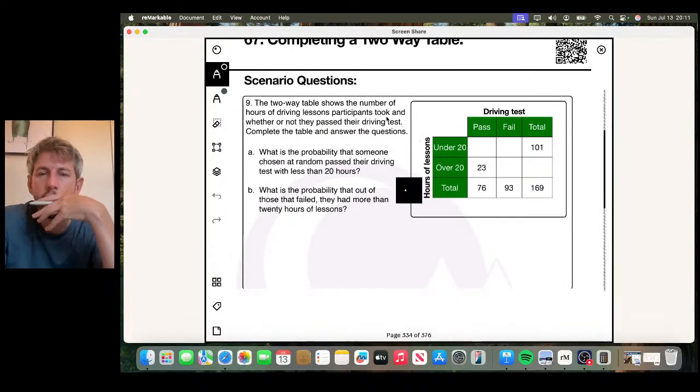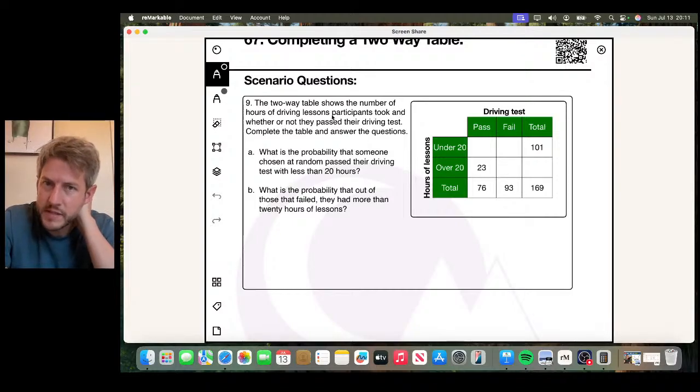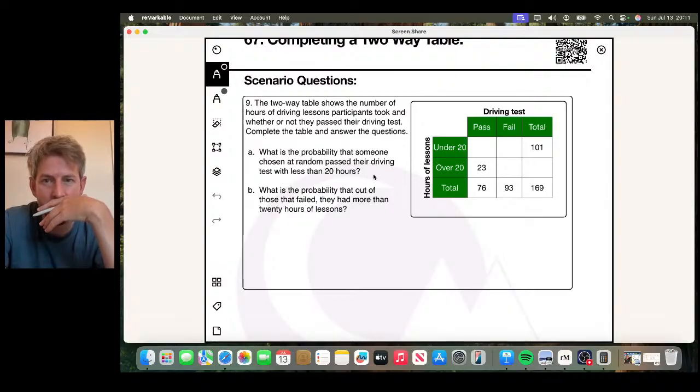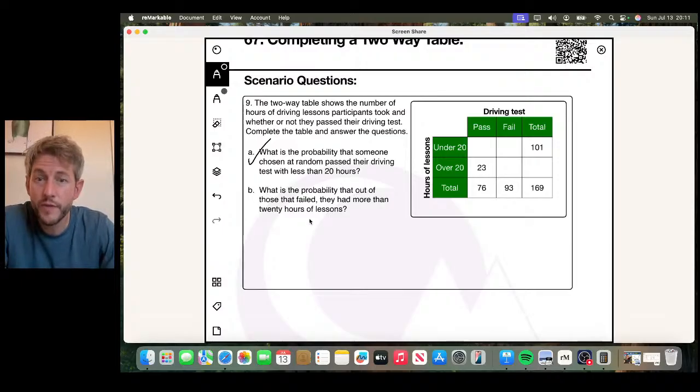Okay, 9. The two-way table shows the number of hours of driving lessons participants took and whether or not they passed their driving test. Complete the table to answer the questions. A. What is the probability that someone chosen at random passed their driving test with less than 20 hours? Excellent, that's fine. What is the probability that out of those who failed, they had more than 20 hours of lessons?